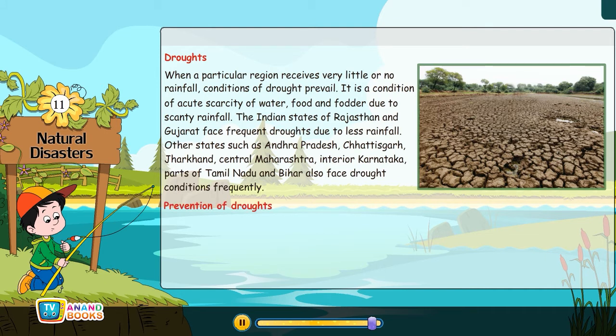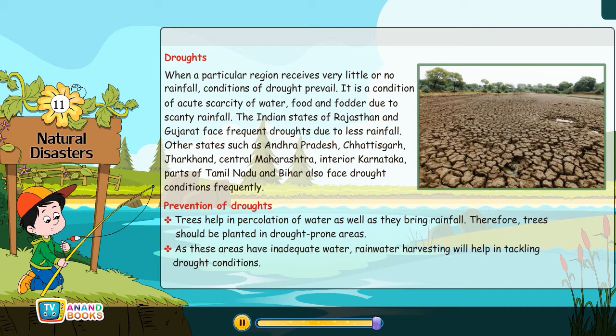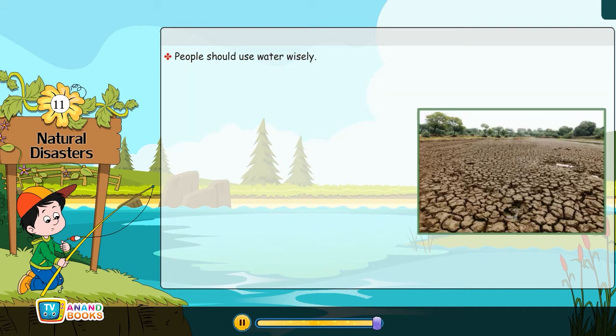Prevention of droughts. Trees help in percolation of water as well as they bring rainfall. Therefore, trees should be planted in drought-prone areas. All these areas have inadequate water. Rainwater harvesting will help in tackling drought conditions. People should use water wisely. Drought-resistant crops such as millets, maize and sorghum should be grown.